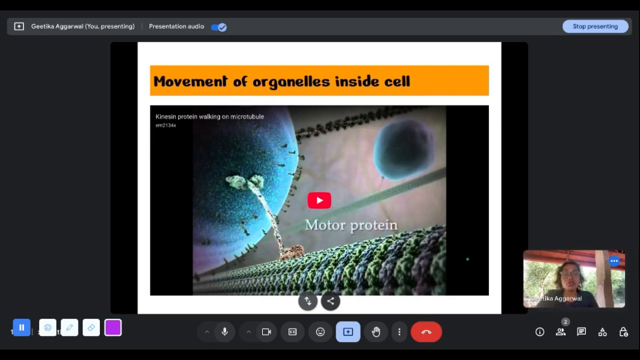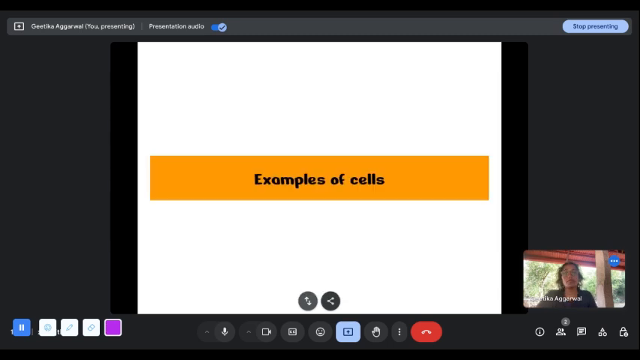Okay, so that is how organelles actually get moved inside the cell. Then the next lecture was where the professors discussed their favorite cells. They gave a few examples of cells.